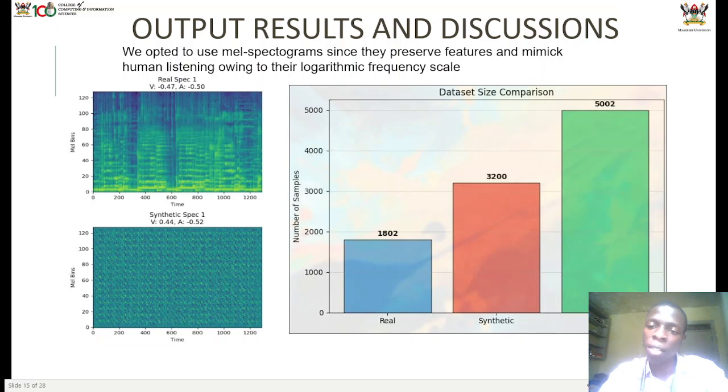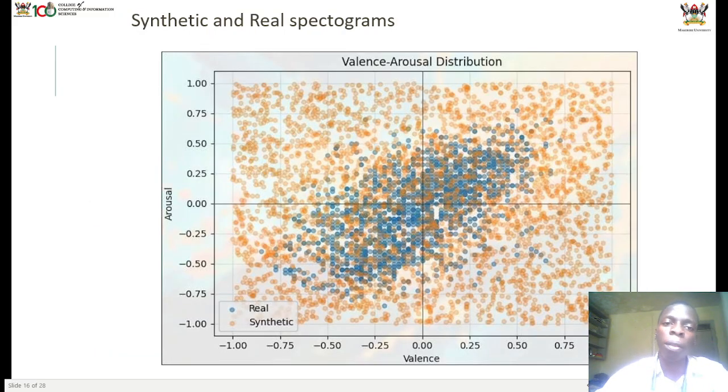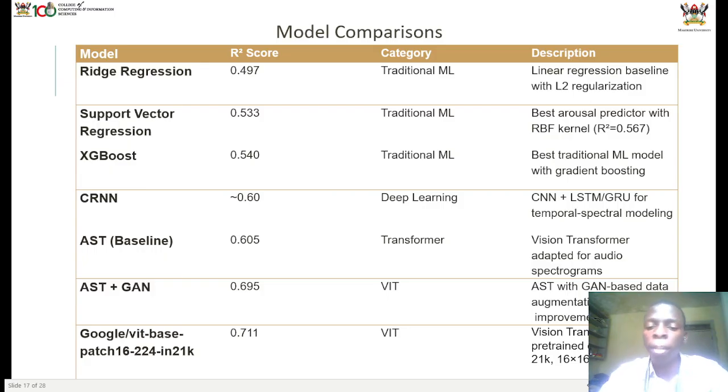I already talked about this earlier, showing that the amount of spectrograms that we had increased from the initial to the 500 and plus that we came up with in the later parts. Now this is the model comparison of all the models that we created: the ridge, the support vector, and the XGBoost. Those were initial models that used the text features. Then we had the CRN, AST, and the Google VIT. Those ones used spectrograms, and that was their performance.